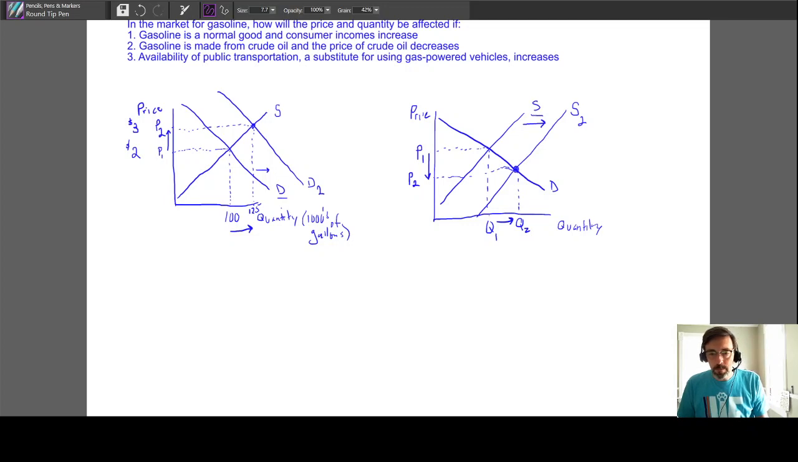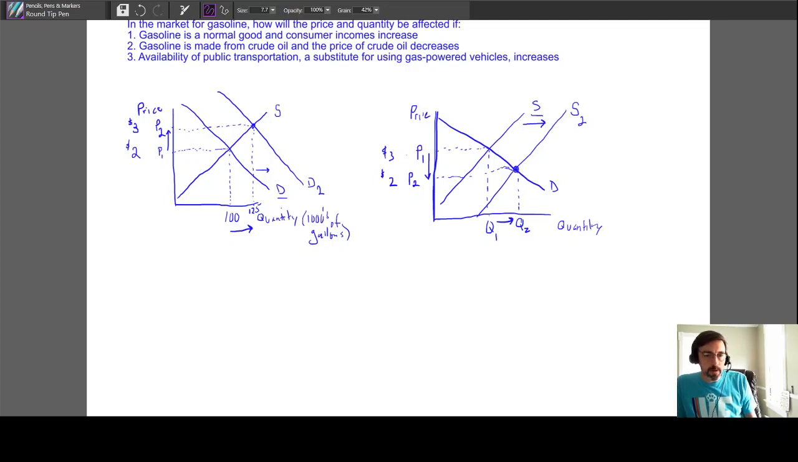Because P1 is higher, or say further along this axis here, P1 is a larger number than P2. So P1 might be $3 and P2 might be $2. So does it make sense though? Let's think about it.